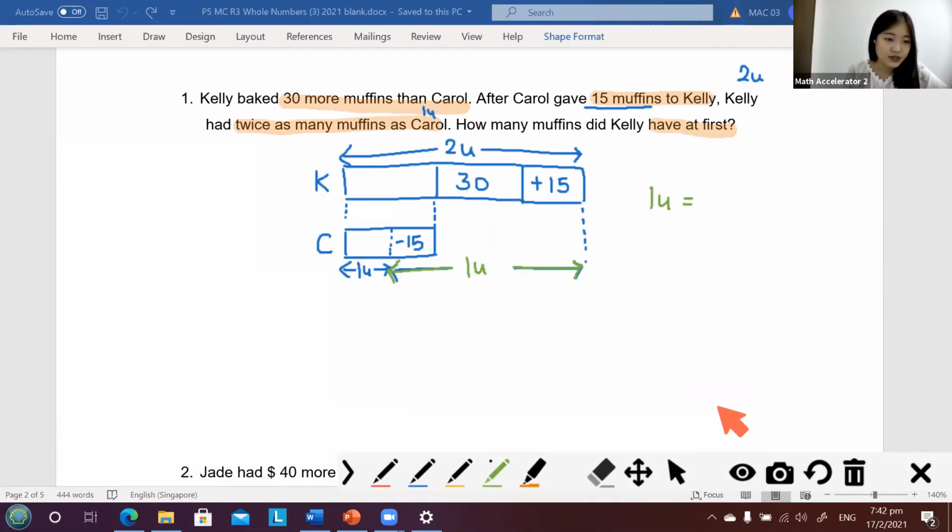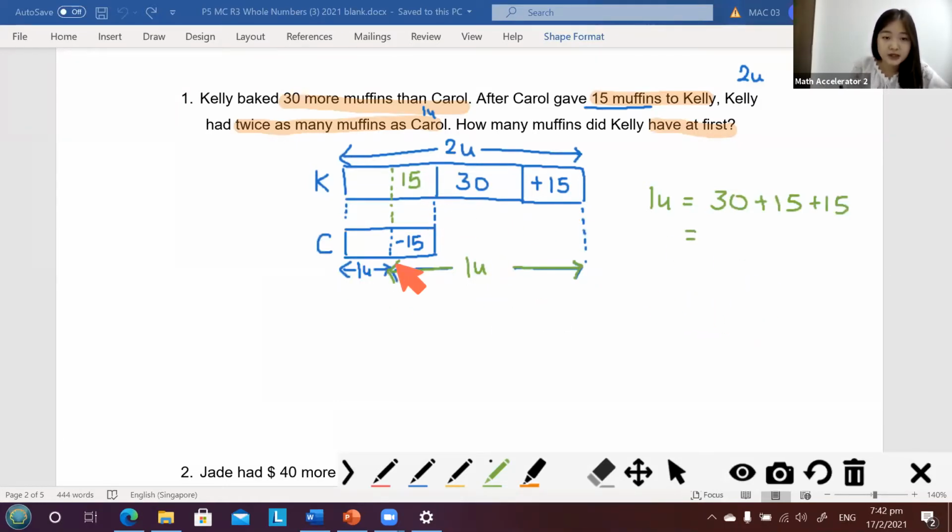Okay, so some varying answers. Some of you are telling me 30 plus 15. Some of you are telling me 30 plus 15 plus 15. So what is the answer? 30 plus 15, plus another 15. You can bring this 15 up. So that 1 unit also includes the 15 over here. So you have to add in another 15. Yes, so a lot of you didn't add in the extra 15.